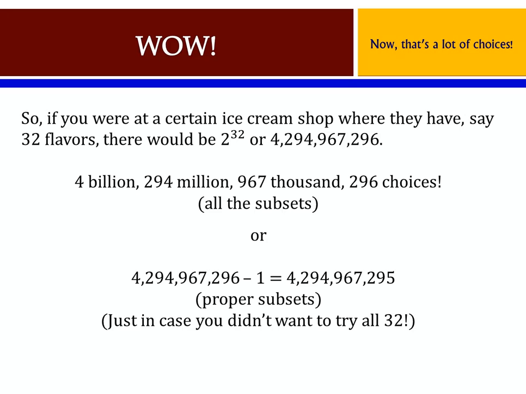Or if you want to look at the proper subsets, in other words, you're not going to get all 32 scoops, it would be that number minus 1. So 4,294,967,296 minus 1, or 4,294,967,295 choices, because you do not count the original set of all elements.